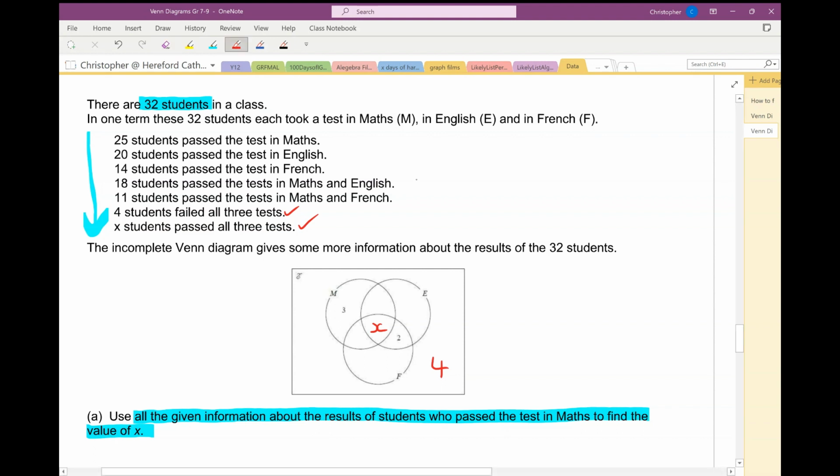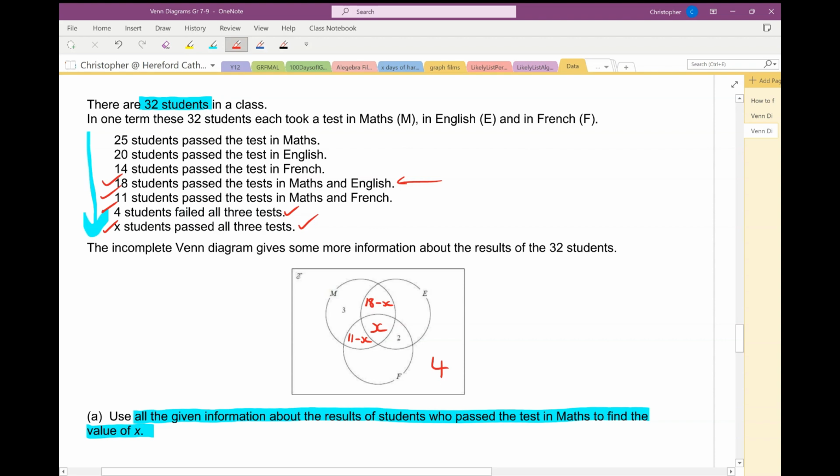Let's look at this piece of information here. 18 passed the test in maths and English. Well, if 18 are here, then I've got x in part of it, so the other part must be 18 minus x. Okay, 11 students passed the test in maths and French. Maths and French, so that must be 11 minus x there. Okay, I've used that. Back to the beginning.